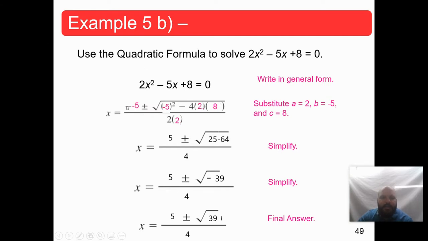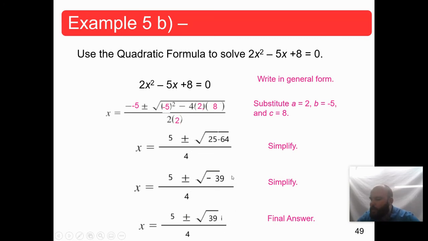Now you can see here this double negative becomes a positive 5. Negative 5 squared becomes 25. And then you have negative 4 times 2, which is 8. 8 times 8 is 64. Now what we end up with is 25 minus 64, which is negative 39. So we're taking the square root of a negative number. And anytime you take a square root of a negative number, that is going to give you an imaginary solution. So you can see 5 plus or minus the square root of negative 39. 39 does not have any perfect squares in it, so we leave the 39 alone, but the negative comes out and becomes an i, and then this is your final answer.